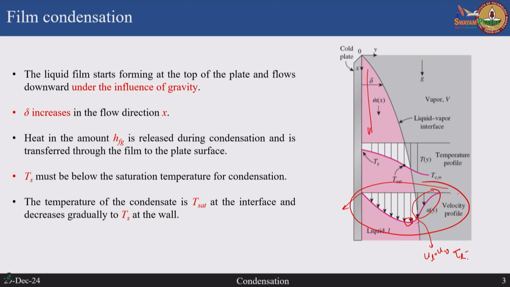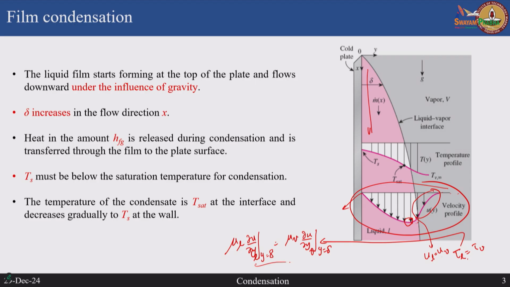So, tau L is equal to tau vapor, which means that my mu L du by dy, where y is in the direction normal to the plate at, let us say, y equal to delta, should be equal to mu V du by dy at y equal to delta. This is for the liquid, and this is for the vapor. So, it has to satisfy the continuity of velocity and stress.